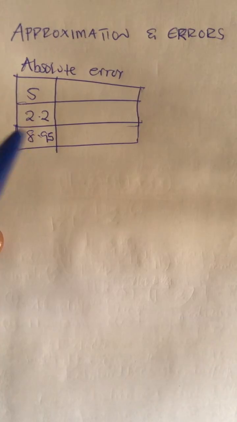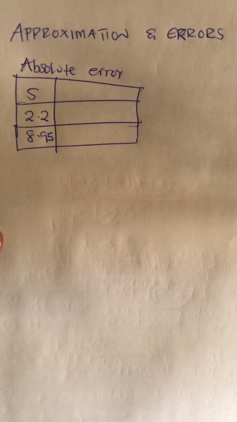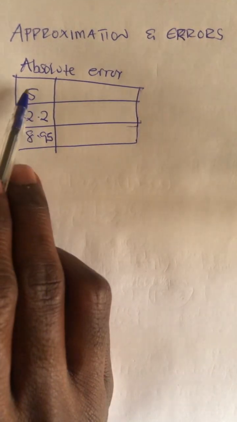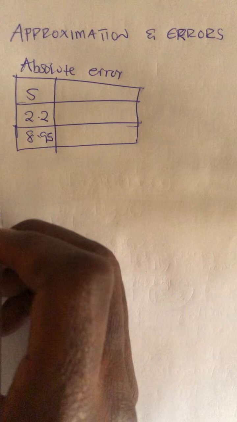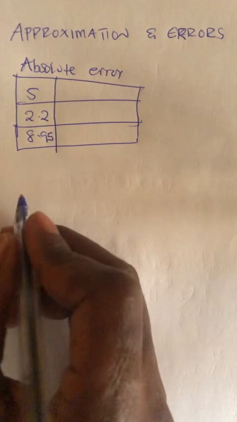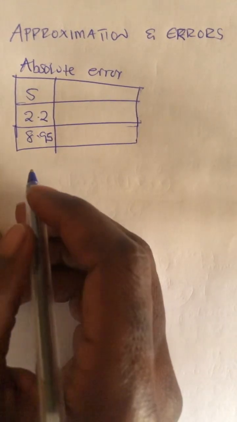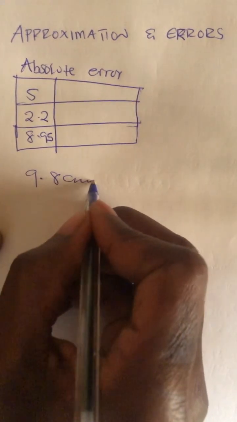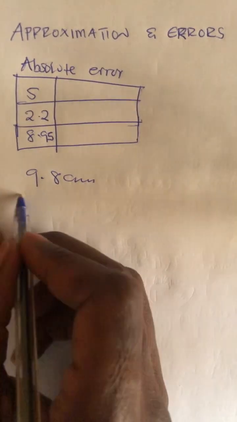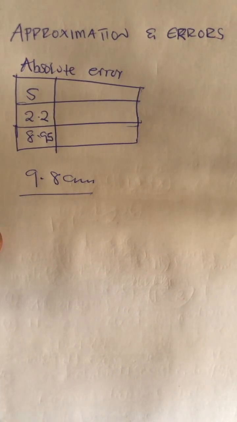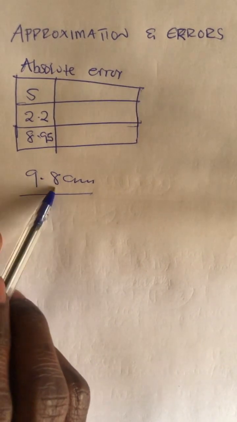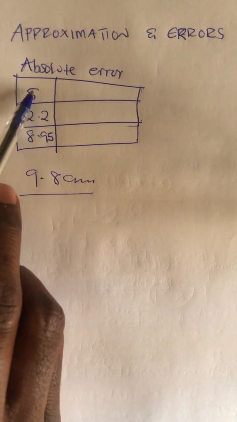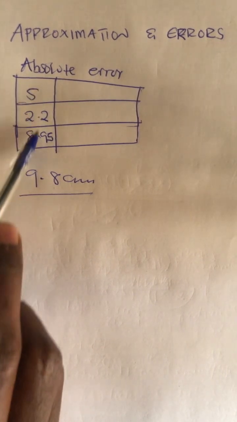Now, this absolute error is in two ways. The first is that you may be given, maybe a teacher measured a tree with length 9.8 centimeters. Find the absolute error. Before we even find this, let us understand what this means. This is 5. It can be 6, can be 10, can be 12, or any number.